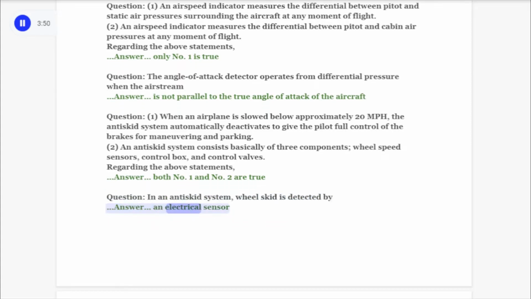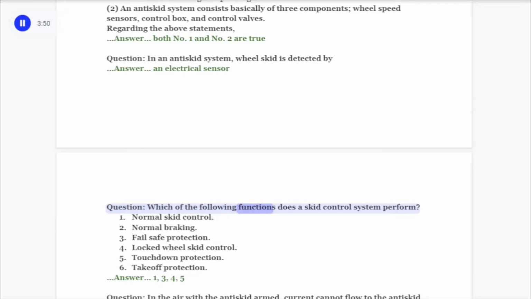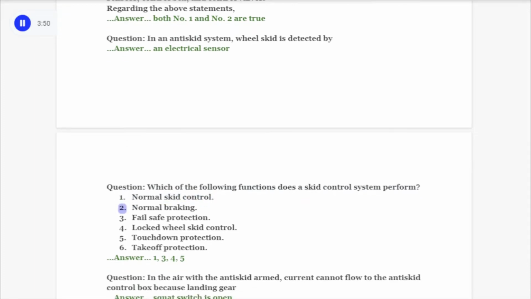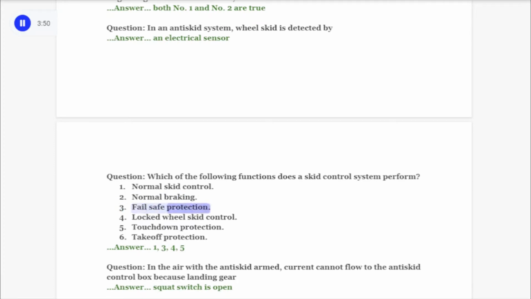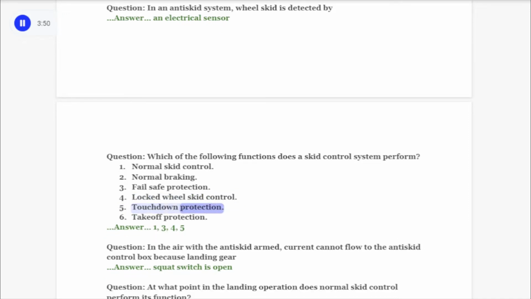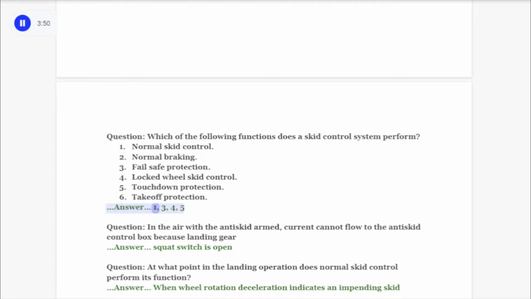Question: in an anti-skid system, wheel skid is detected by. Answer: an electrical sensor. Question: which of the following functions does a skid control system perform? 1. Normal skid control. 2. Normal braking. 3. Fail-safe protection. 4. Locked wheel skid control. 5. Touchdown protection. 6. Takeoff protection. Answer: 1, 3, 4, 5.